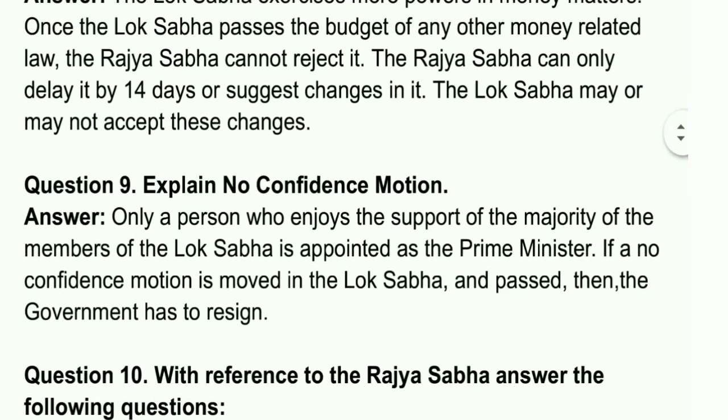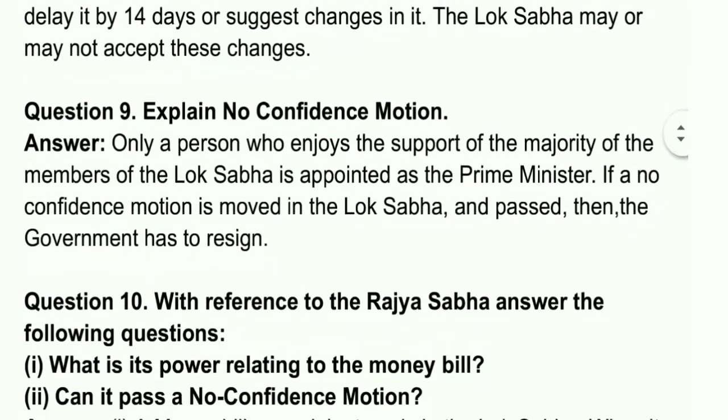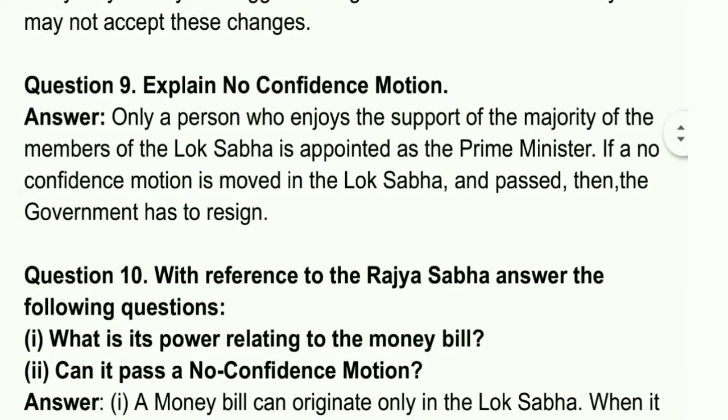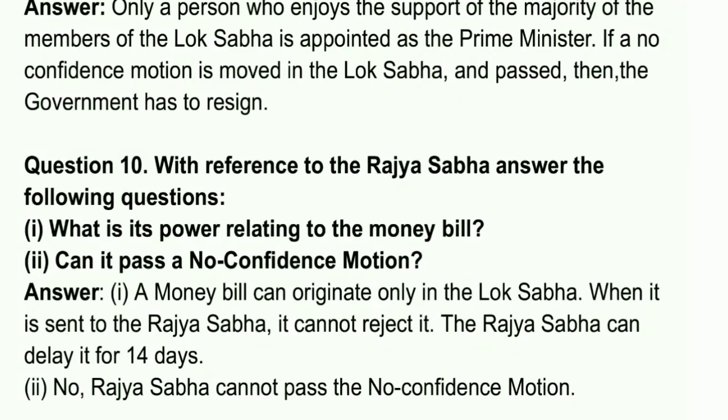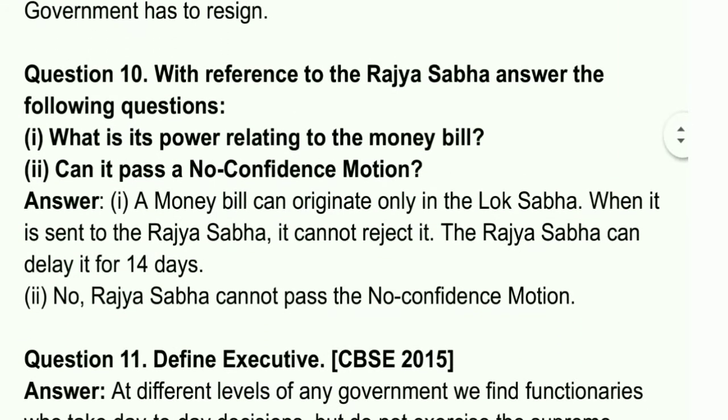Next question, explain no confidence motion. Answer, only a person who enjoys the support of the majority of the members of the Lok Sabha is appointed as the Prime Minister. If a no confidence motion is moved in the Lok Sabha and passed, then the government has to resign.